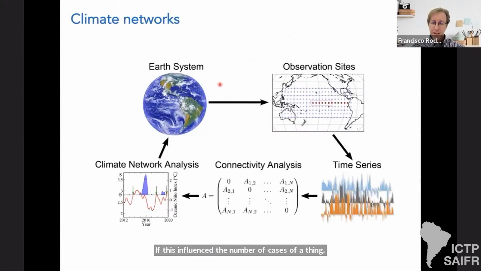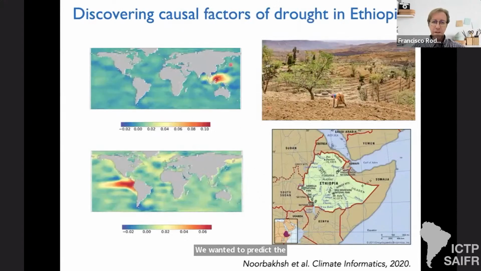Okay, so climate dynamics is the same. We wanted to predict the climate by using causal inference. So, for example, in this work, we predicted that El Niño plays a fundamental role in the dry season in Ethiopia.